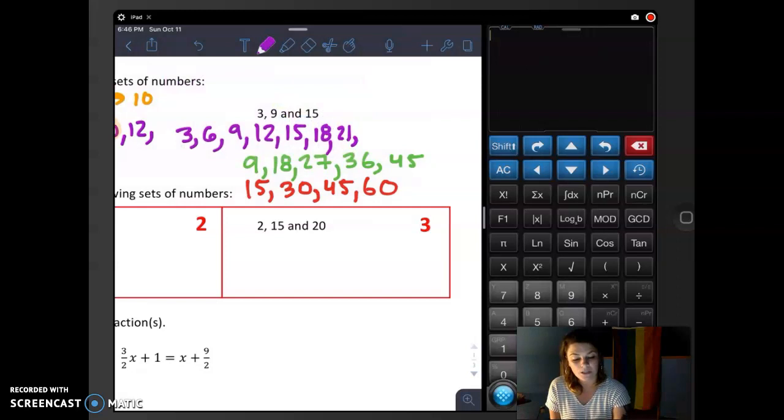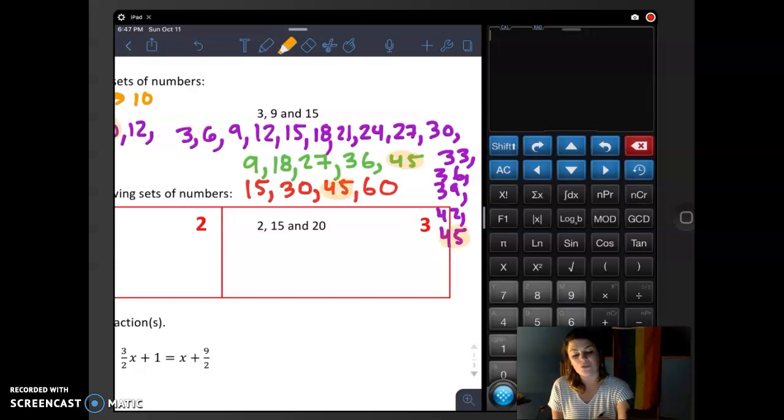So 21, 24, 27, 30, 33, 36. Oh, I see 36 in two lists, but not in all three. Then we have 39, and then we have 42, and then we have 45. All right, I see that we finally got to a number that all three lists share, and it's 45. So our final answer for this is 45.